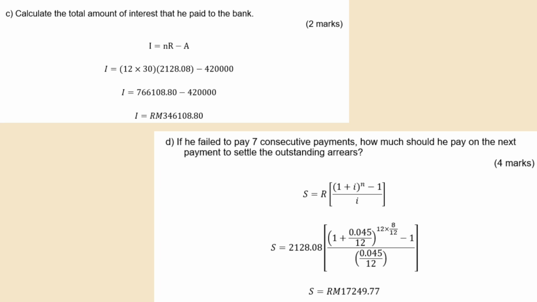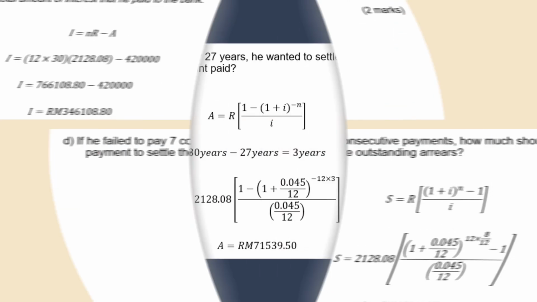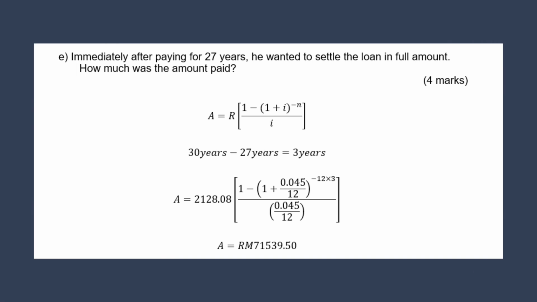Question D, in order to find the answer, we need to use the formula S equal to R[((1 + i)^n − 1)/i]. Substitute the value, R equal to 2128.08, i which is k divided by m, k equal to 0.045 and m equal to 12, power of n, where n equal to m times t, t is equal to 8 over 12, minus 1, divided by i, 0.045 divided by 12. So the answer is 17249.77.